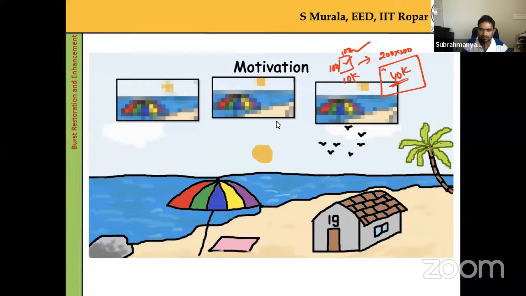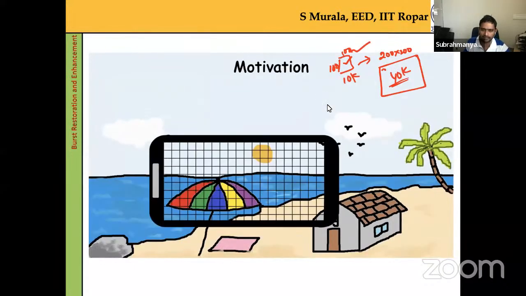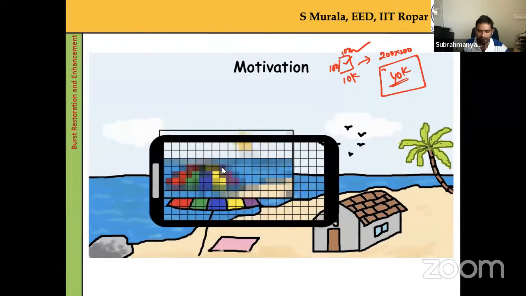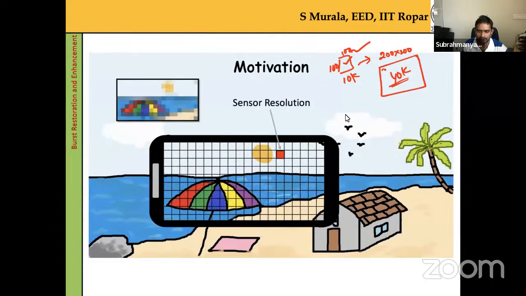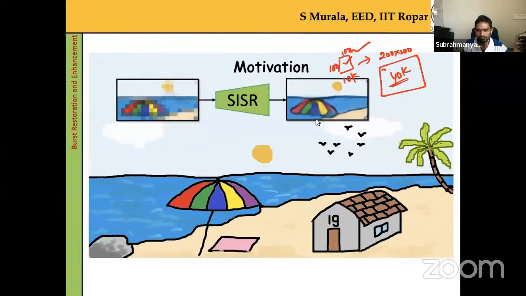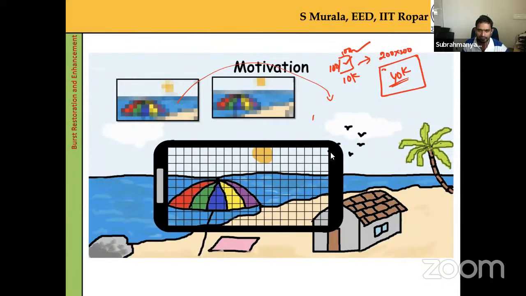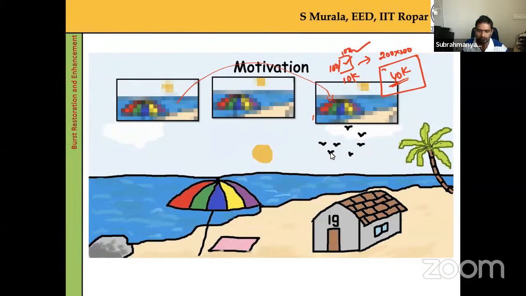But if we see this now, in this case we are actually losing some information. If I play it again, whatever the fine details are there, these fine details are missing. See here, this information is actually missing. I'm able to improve the quality as compared to this, but still there is lots of useful information that needs to be addressed. At this point, burst super resolution has come into the picture.